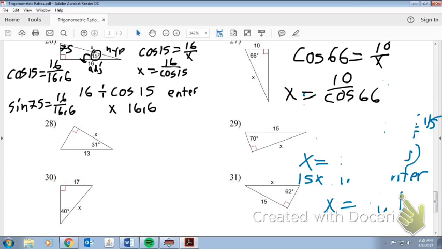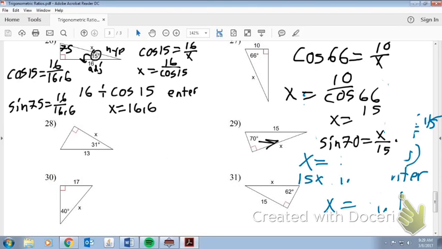And this is number 27. So you have cosine of 66. Why? Because you're given the adjacent value and the hypotenuse. So you set that up as cosine 66 equals 10 over x. You then switch the cosine 66 and the x. So you get x equals 15.